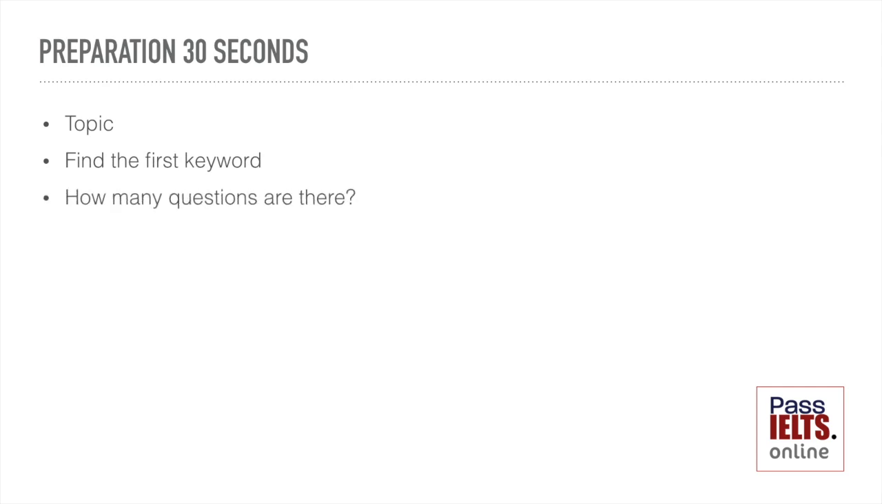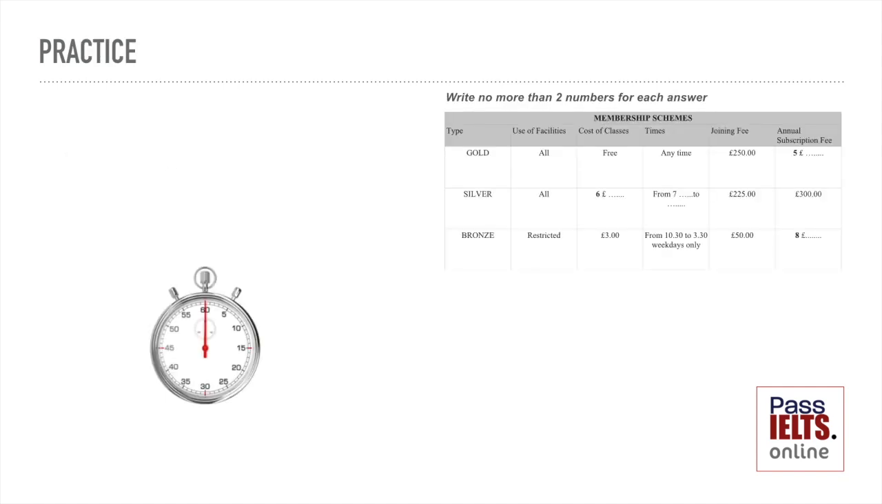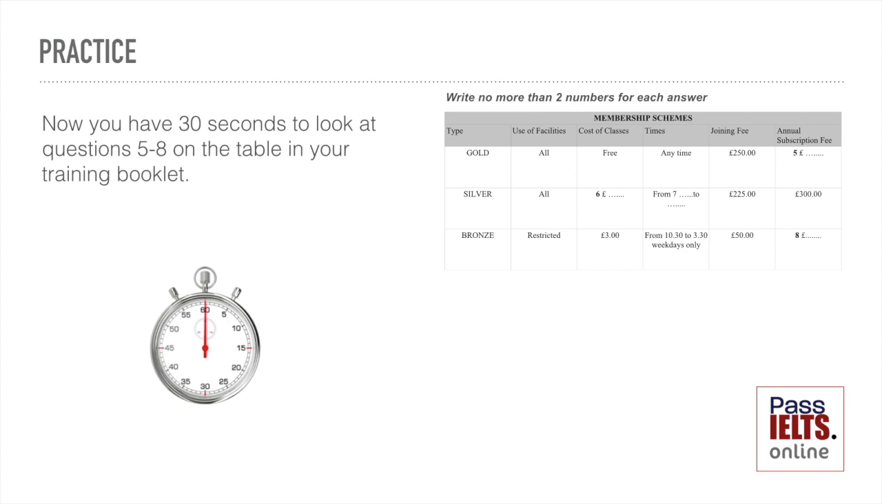Before the recording starts, you'll have 30 seconds to prepare. First of all, what's the topic? Number 2 is underline the first keyword or hold. Then you need to decide how many questions there are. You should have a quick look at what you have to do, what sort of questions there are on the table, and try to predict the answers or kind of words you need in the answers so that you know what to listen for. Now you have 30 seconds to look at questions 5 to 8 in your training booklet.